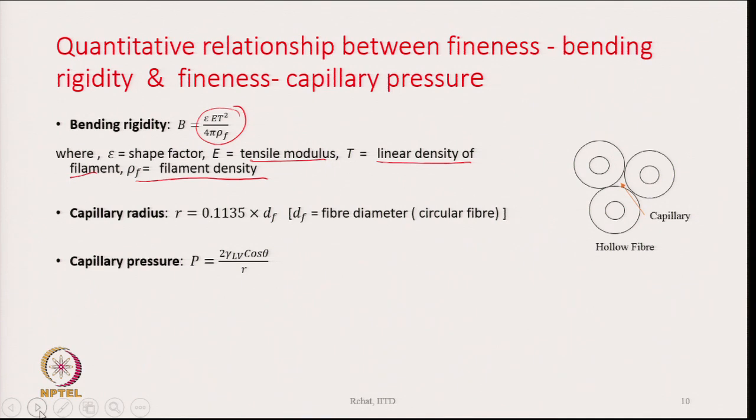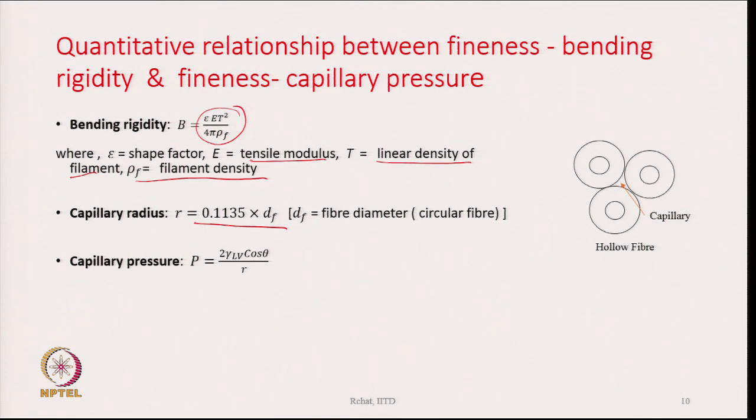Capillary radius depends upon the diameter of the fiber. Considering the fiber to be circular, the formula is capillary radius R equals 0.1135 into df, where df is the diameter of the fiber, and the diameter of the fiber in turn is related to the linear density of the fiber also.